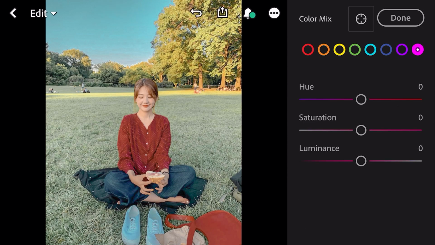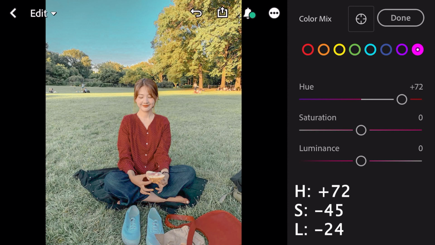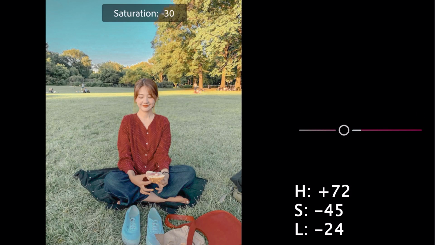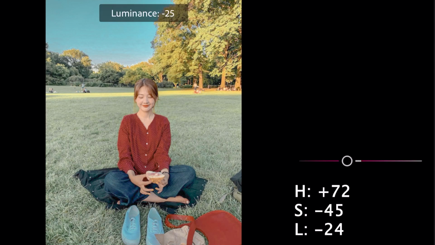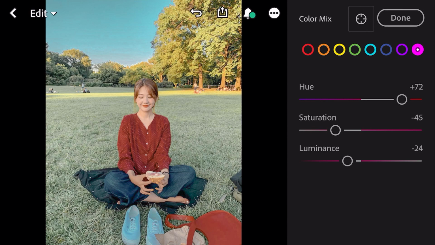Go to magenta. Hue plus 72. Saturation minus 45. Luminance minus 24. And done.